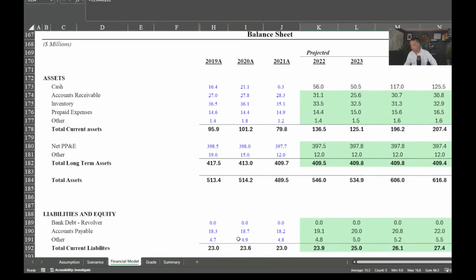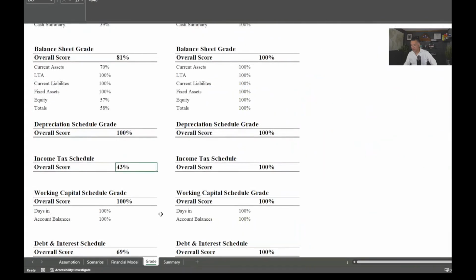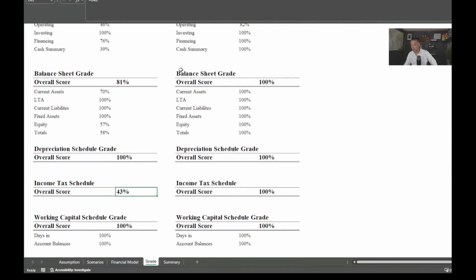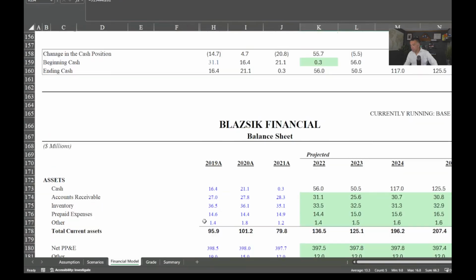Again, we don't have all the numbers correct yet. So if I go back to the grade, the balance sheet is 100% done correctly. However, 81% of the numbers are correct so far. Our totals are off, our equity's off, and our current assets are off. So let's go up a little bit.